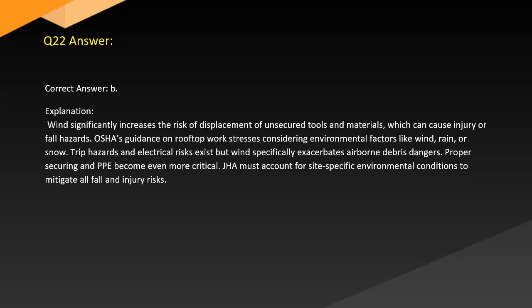Answer. Correct answer: B. Explanation. Wind significantly increases the risk of displacement of unsecured tools and materials, which can cause injury or fall hazards. OSHA's guidance on rooftop work stresses considering environmental factors like wind, rain, or snow. Trip hazards and electrical risks exist, but wind specifically exacerbates airborne debris dangers. Proper securing and PPE become even more critical. The JHA must account for site-specific environmental conditions to mitigate all fall and injury risks.